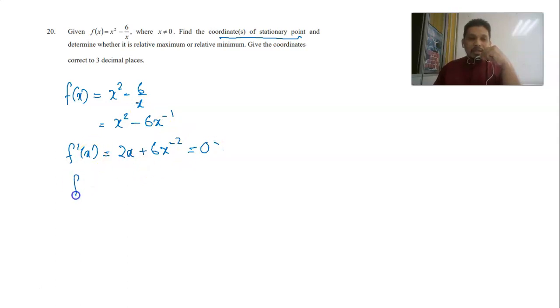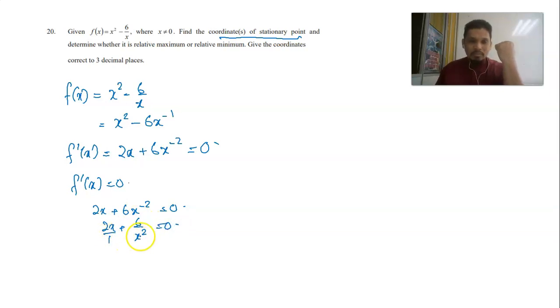F prime x, let's make this one f prime x equal to 0, so then 2x plus 6x to the power of negative 2 equal to 0, or 2x plus 6 over x squared equal to 0. So I'm trying to simplify this, multiply the denominator and also cross multiply. So 2x times x squared, 2x cubed, plus 6 times 1 equal to 6 divided by x cubed equal to 0. Multiply x cubed on the left side and right side.